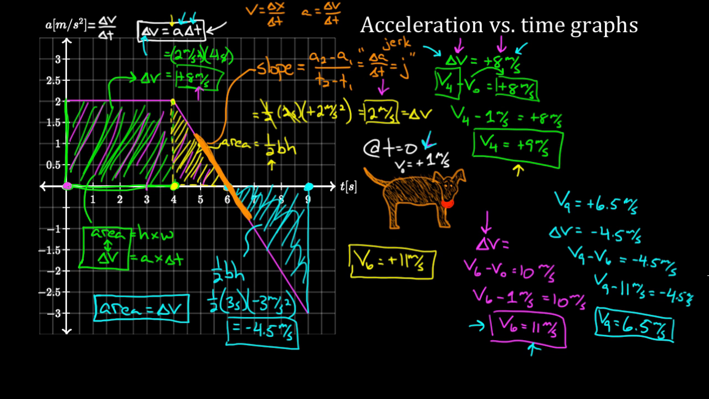So recapping, the important fact here is that the area under an acceleration versus time graph gives you the change in the velocity, and once you know the velocity at one point, you can find the velocity at any other point. And the slope of an acceleration versus time graph gives you the jerk.